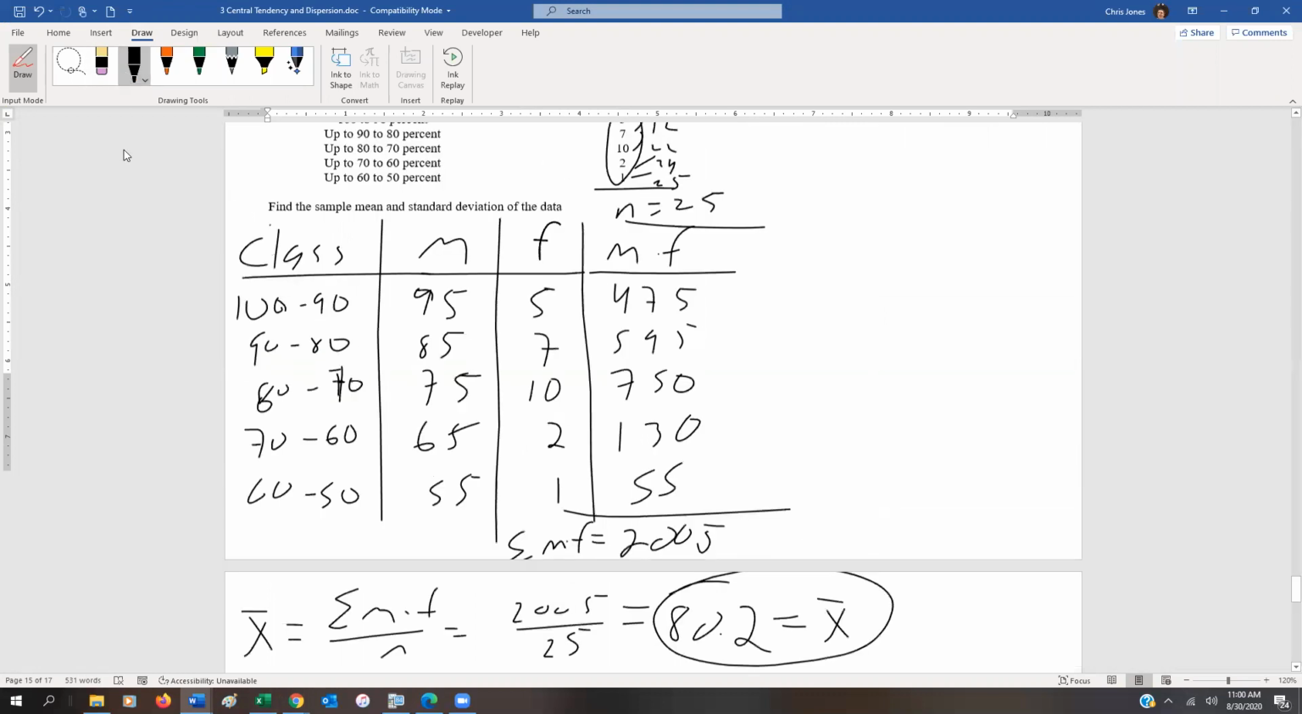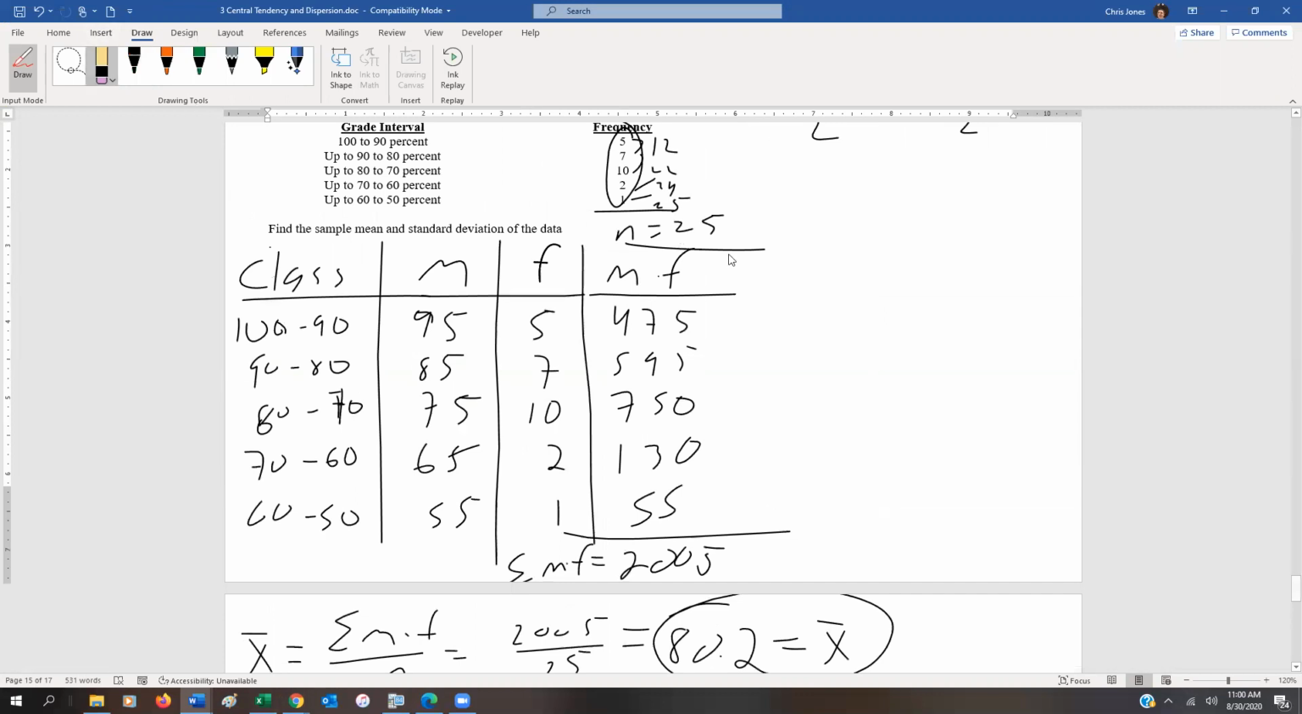Next thing we're going to do is define the sample standard deviation. And to do that, we need a couple more columns. All right, so I'm going to erase some of this stuff so we have some adequate room.